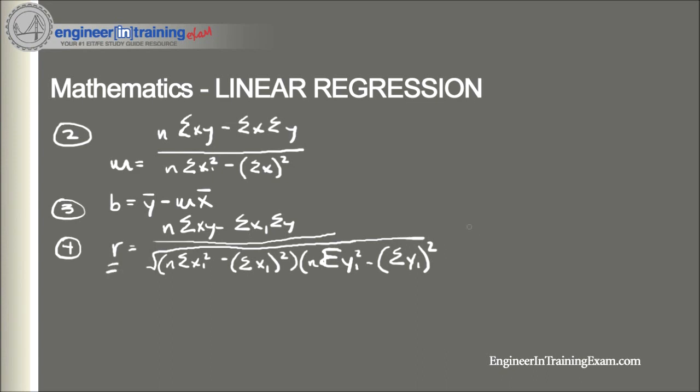Now if R exceeds 0.85, then the fit of this line to that data is considered to be good. So we want our R to be greater than 0.85. If it's less than 0.85, then we can probably consider that fit poor. And if R is equal to 1, then the fit is perfect.